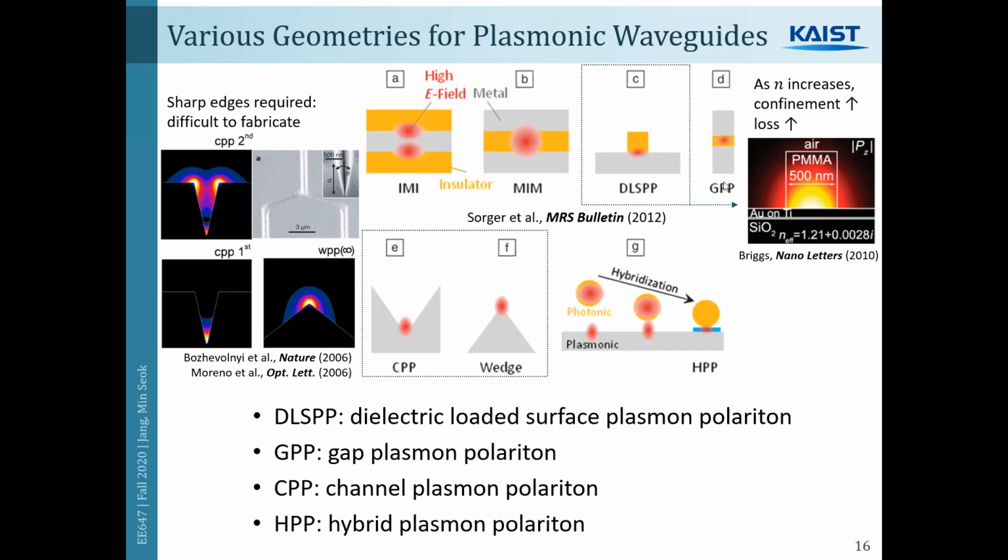And then there's the gap plasmon polariton, which is basically two metals with a small gap inside. And then the final category is the hybrid plasmon polariton. And hybrid plasmon polariton, I'll explain later, in the next slide.